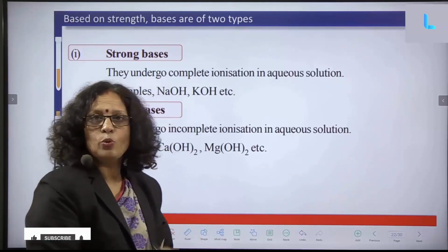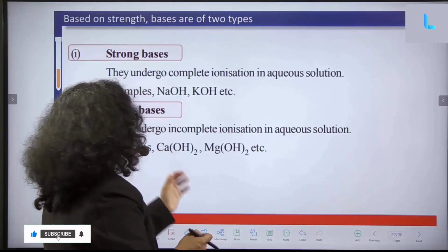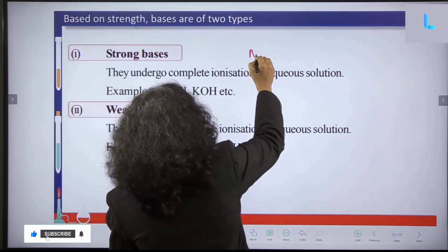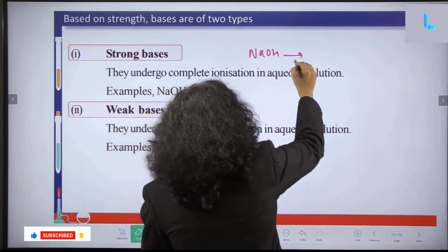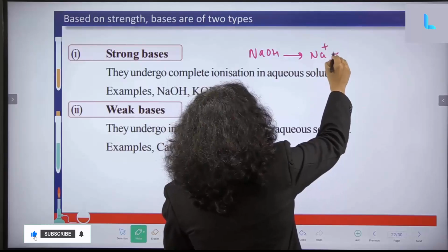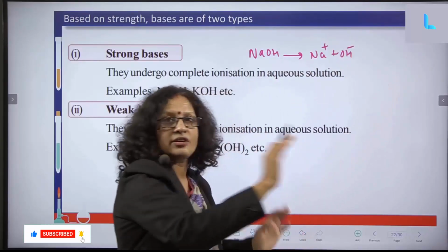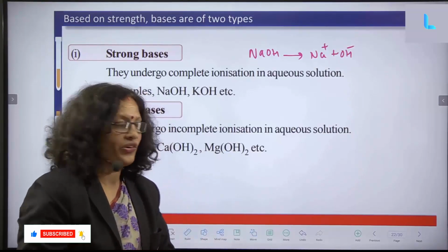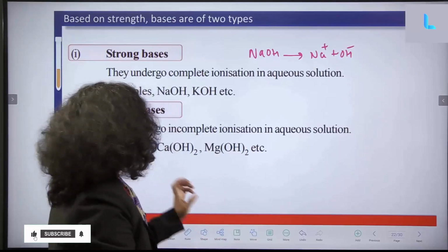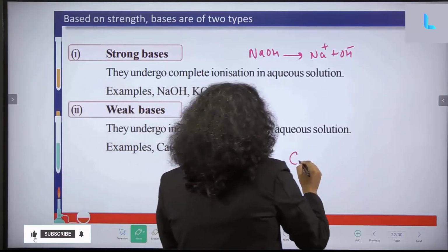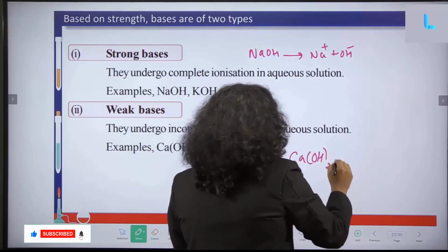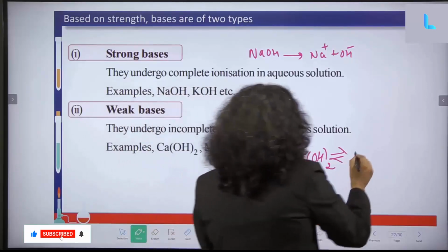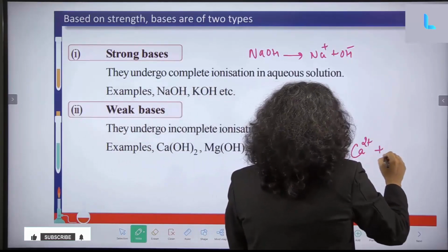Okay, so strong bases will undergo complete ionization, weak bases will undergo partial ionization. The strong base reaction we write with a single-headed arrow, which indicates the reaction has completed in the right-hand direction only, that is the forward direction, and ions are completely obtained. Okay, reaction completed. But for weak bases what will happen? For example, if we talk about calcium hydroxide, we write a reversible arrow. Arrow is in both directions because the dissociation has not completed.